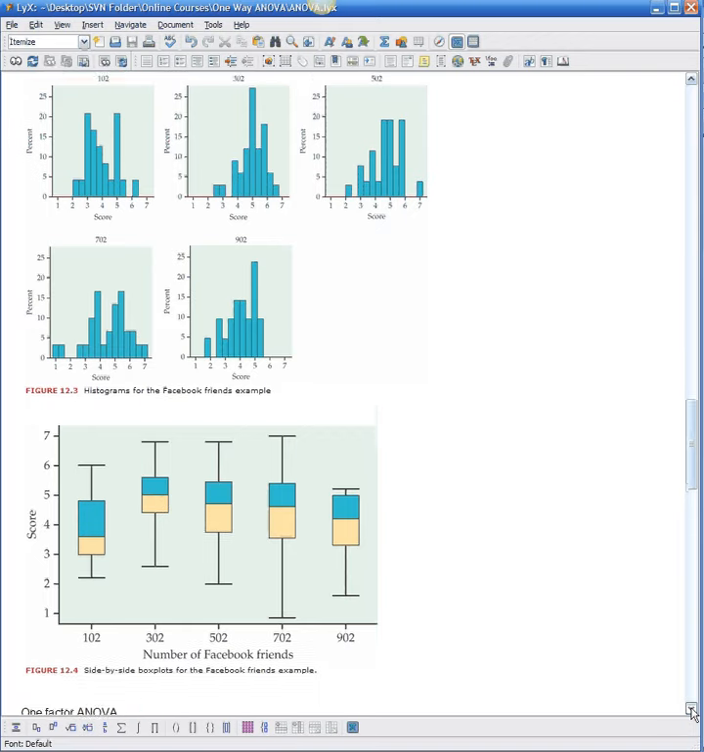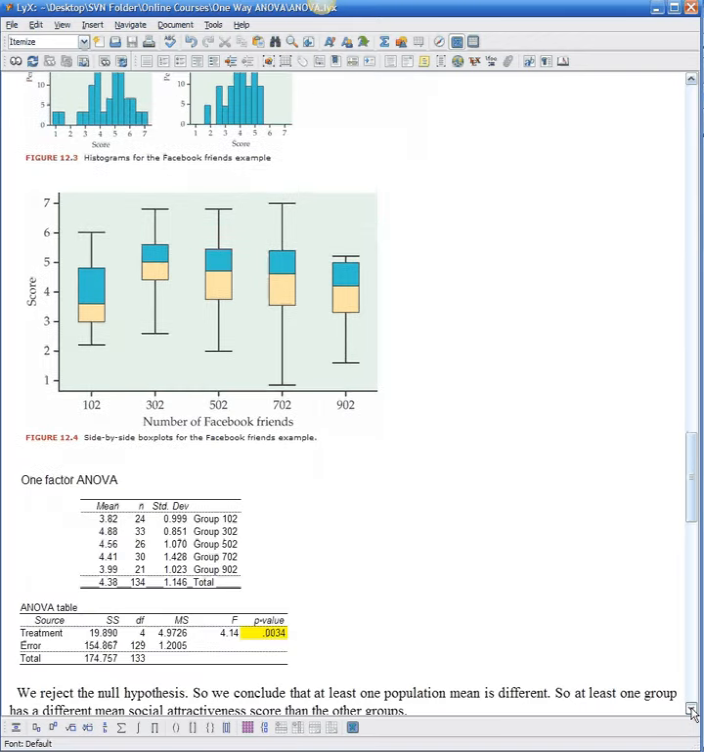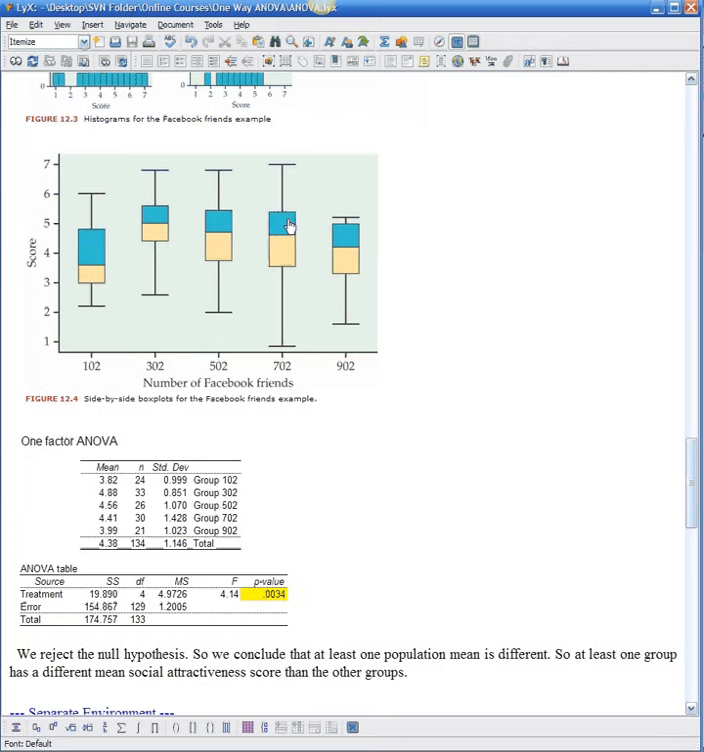At least for me, I can see it a lot better in the box plots. Notice these 4 box plots all seem to have pretty close to the same sample mean. I would think that they probably wouldn't be statistically significant. However, this group looks like it might be a little bit lower, but let's look at the actual test.